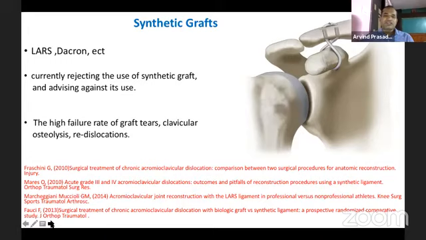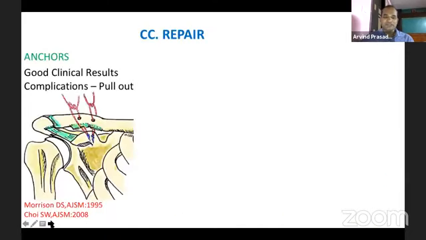10-15 years earlier, synthetic graft was very commonly used for the AC CC part, but currently this use has been rejected by many recent literature because of the high failure rate with graft tear, clavicular osteolysis, and redislocation.